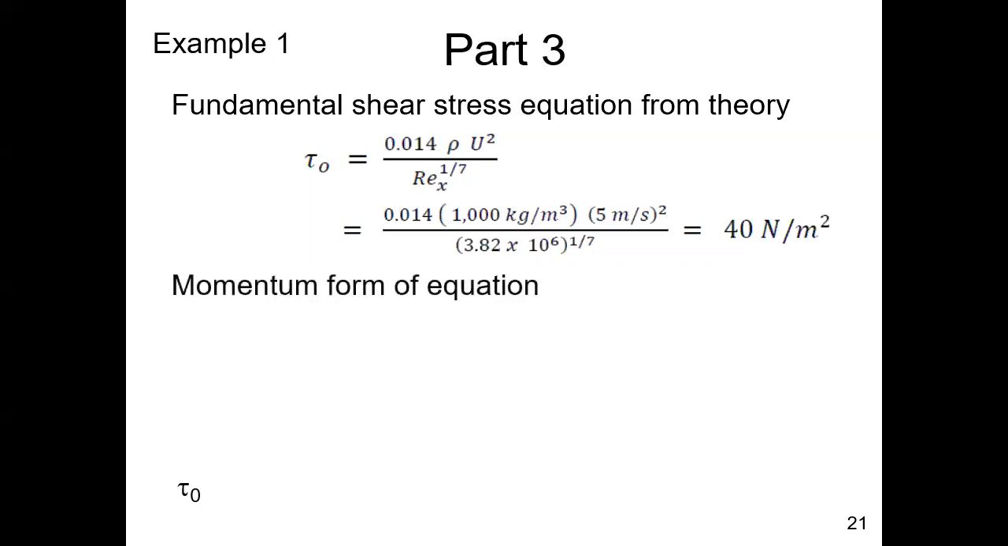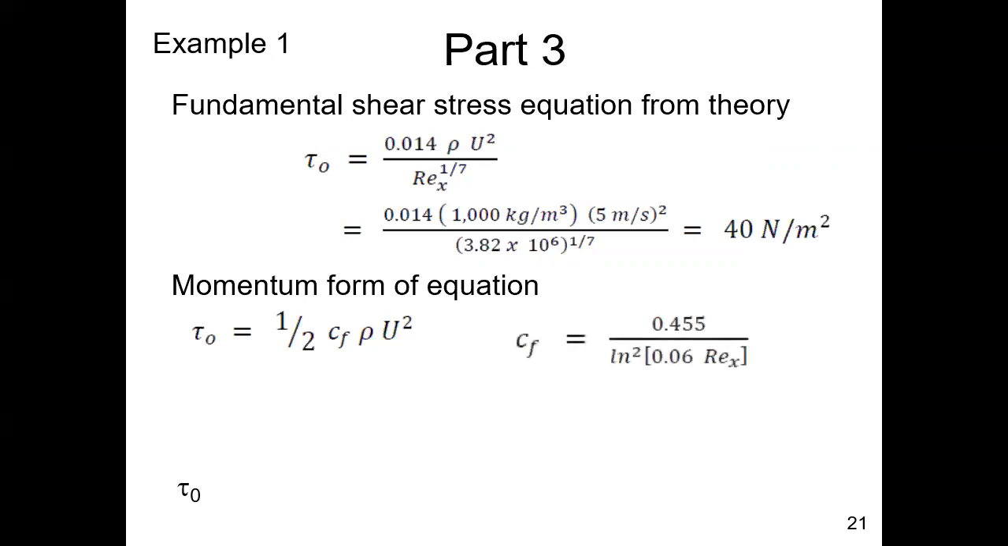Good. So the second form of the equation is the momentum form of the equation. And the momentum form of the equation says that the shear stress at the plate is equal to, and this is true anywhere, whether it's transition, laminar, or turbulent. That's the beauty of the momentum equation. The challenge though is the shear stress coefficient is a function of whether you're in laminar, transition, or turbulent. That's the key difference.